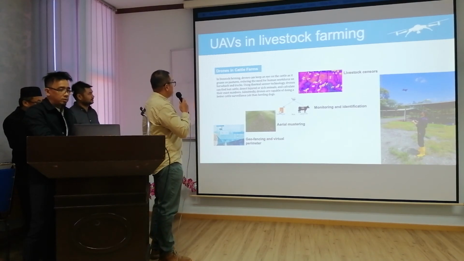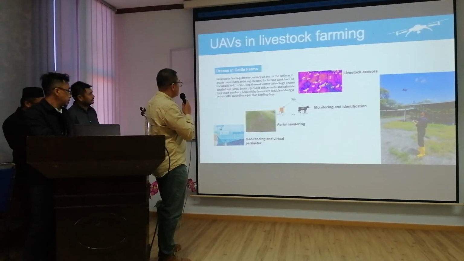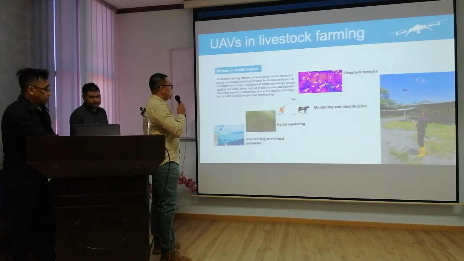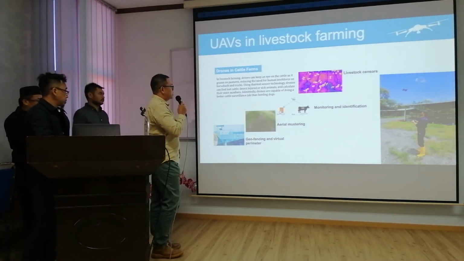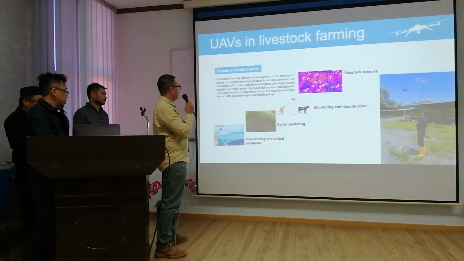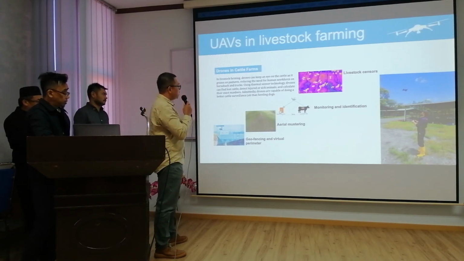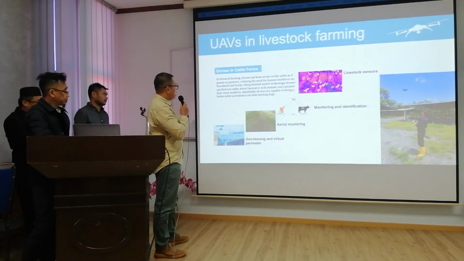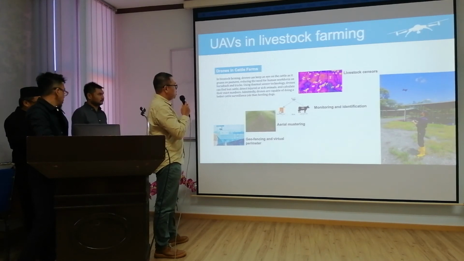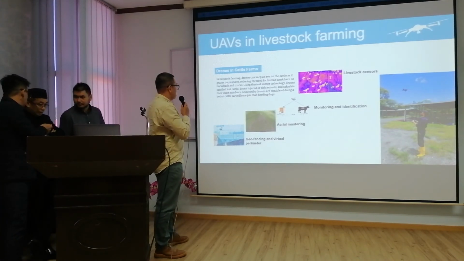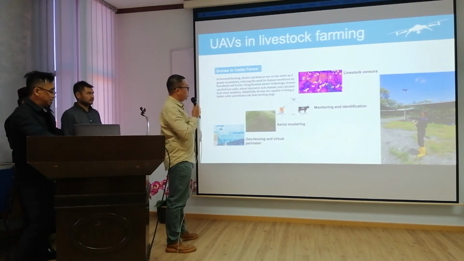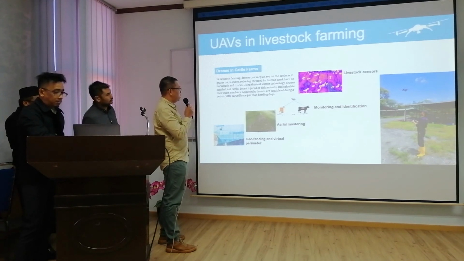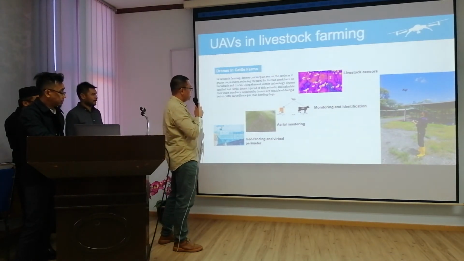UAV in livestock farming, drones in cattle farm. In livestock farming, drones can keep an eye on the cattle as they graze on pasture, reducing the need for human workforce on horseback and trucks. Using thermal sensor technology, drones can find lost cattle, detect injured or sick animals, and calculate their exact numbers. Admittedly, drones are capable of doing a better cattle surveillance job than herding dogs.